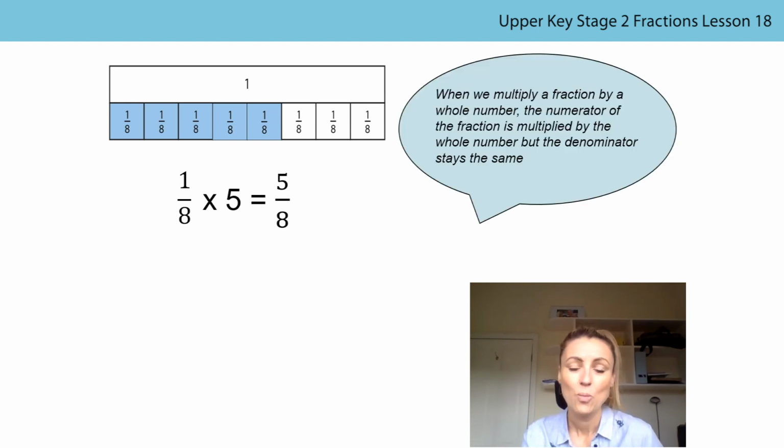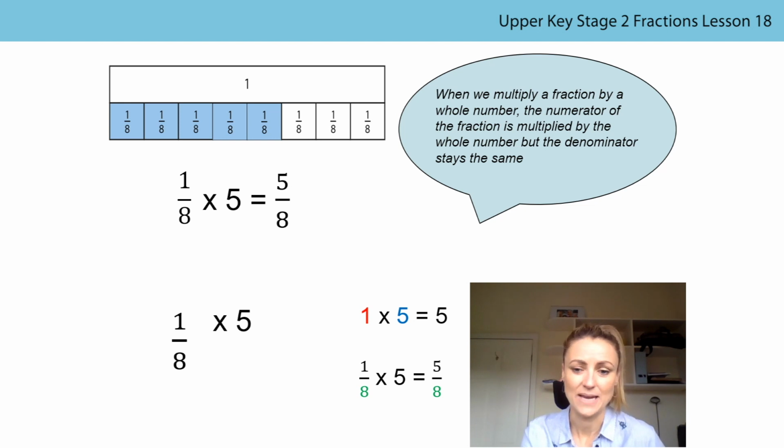We know from our prior learning that this is the generalisation, that when we multiply a fraction by a whole number, the numerator of the fraction is multiplied by the whole number, but the denominator stays the same. So have a look at this calculation here. That's exactly what we can see.